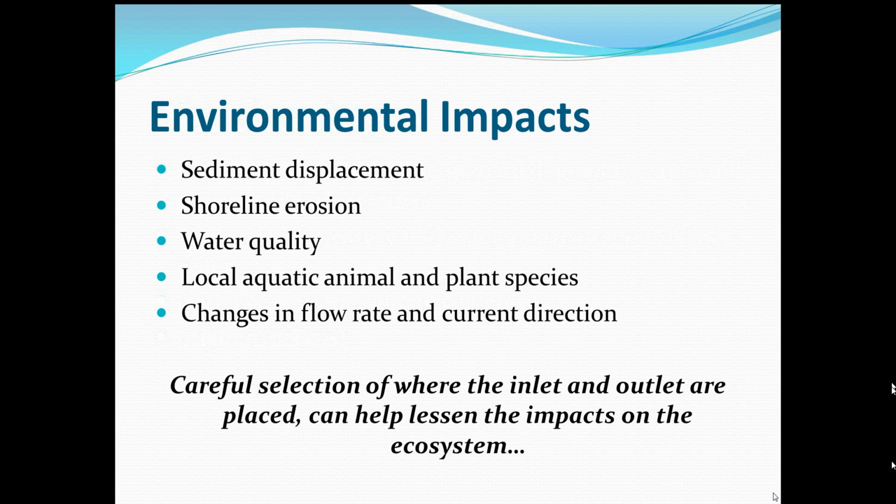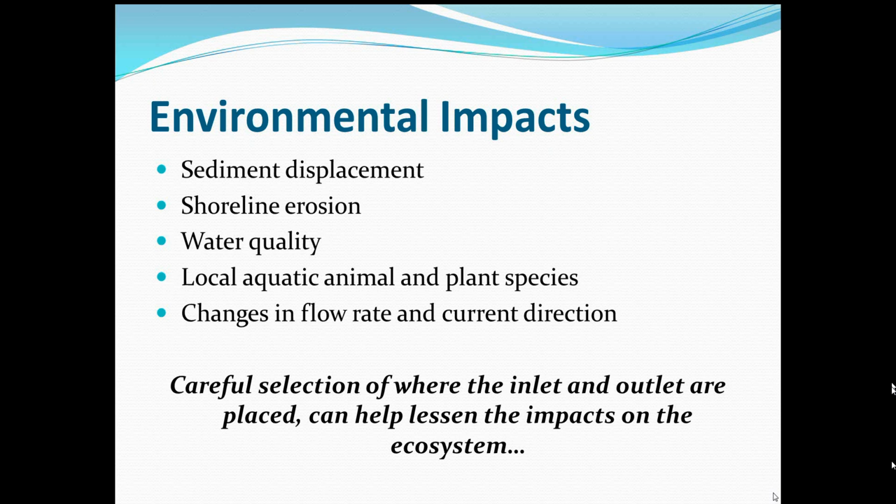Now, what are the environmental impacts? Since fresh water and sea water are continuously being moved, there can be sediment displacement on the river bed. Along with that, there can be shoreline erosion also. Shoreline erosion means on the shore there can be a lot of erosion and the depth at the shore may increase. It may also sometimes impact the water quality because the brackish water goes back, which would affect the local aquatic animals and plant species. But this has not been much reported yet.